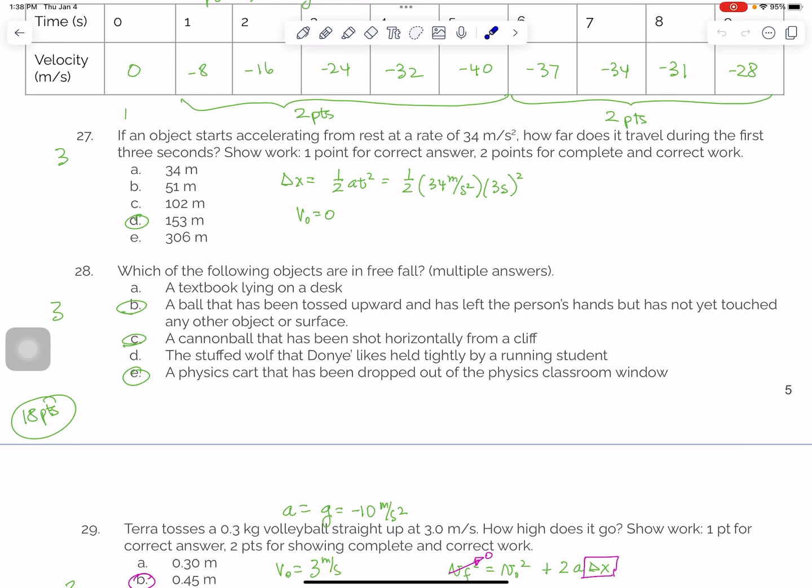Which of the following objects are in free fall? So free fall means the only force acting on it is the force due to gravity. It does not matter which direction it is traveling. So only force is a force due to gravity. So that would be B, the ball has been tossed upwards, C, cannonball has been shot horizontally, it's in the air, and then E, a physics cart is dropping. So B, C, and E only have gravity working on them, and so those are the ones that are in free fall. Total on this page is 18 points.